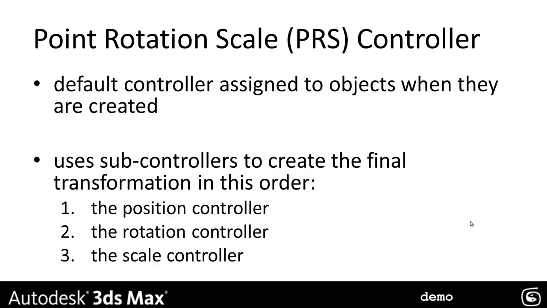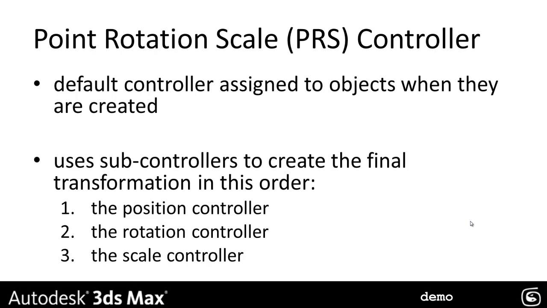So the Position Rotation Scale, or the PRS controller, is the default controller assigned to objects when they are created. They use subcontrollers to create the final transformation in order. And this is kind of review from the transformation talk. First the position controller is evaluated, then the rotation, and then the scale. So that's the order that the final transform is built up.